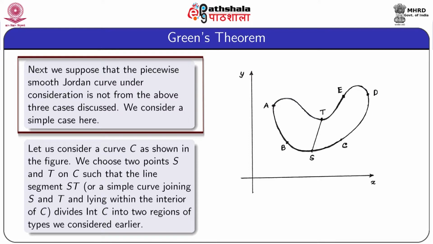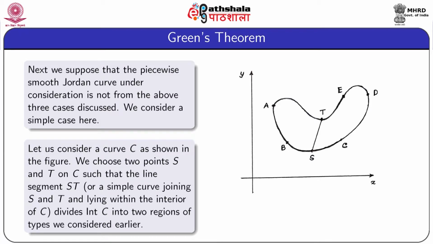Next, we suppose that the piecewise smooth Jordan curve under consideration is not of the above three cases discussed. So, gradually we are proceeding towards complicated types of curves, but here we consider a simple one. Let us consider a curve C as shown in the figure. We choose 2 points S and T on the curve C such that the line segment ST, or a simple curve joining S and T and lying within the interior of C, divides the interior of C into 2 regions of any types we considered earlier.